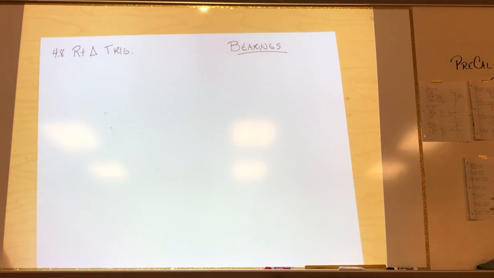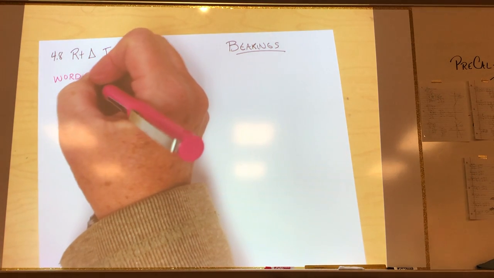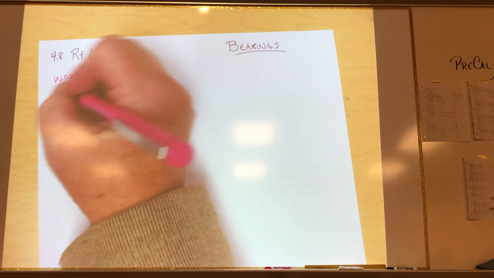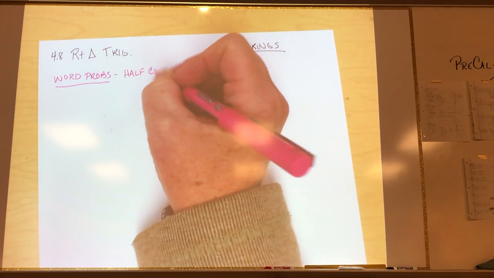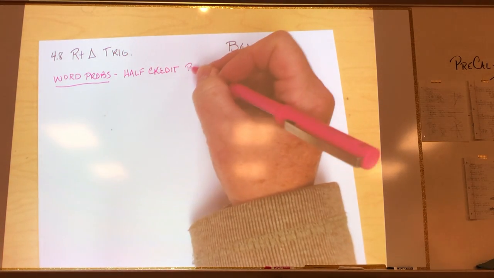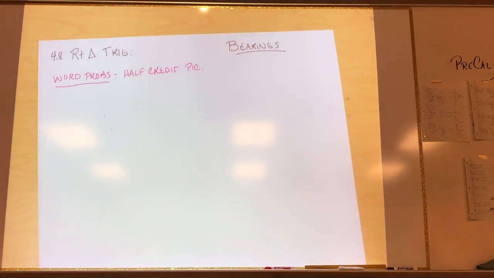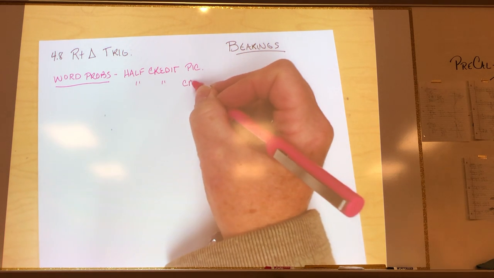Not all of these, but some of these are going to be word problems. A large portion of these are going to be word problems. Three quarters of these are going to be word problems. Okay? So on the word problems, here's what you need to remember. You get half credit. Now this is only on the worksheet, guys. Half credit for your picture, as long as it's labeled and correct, okay? And you're going to get half credit for the correct answer.